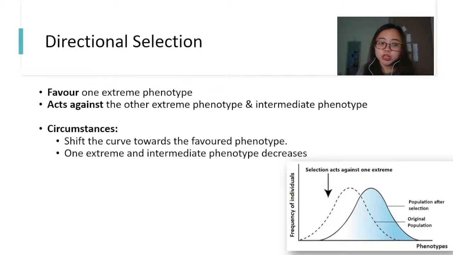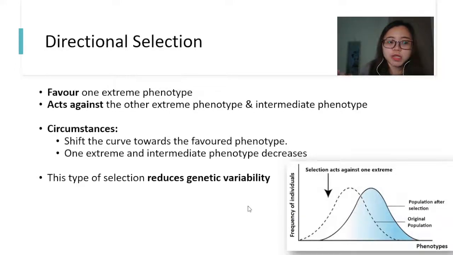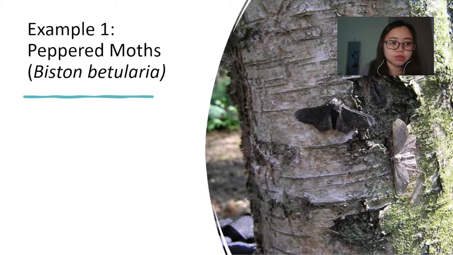So kalau original curve dia begini, dia akan pergi ke arah phenotype yang lebih digemari, lebih banyak advantage dalam persekitaran tersebut. And one extreme and the intermediate phenotype will decrease. So this extreme phenotype and also the intermediate phenotype will decrease in number. This type of selection will reduce genetic variability in the population. So we have a very common example here.